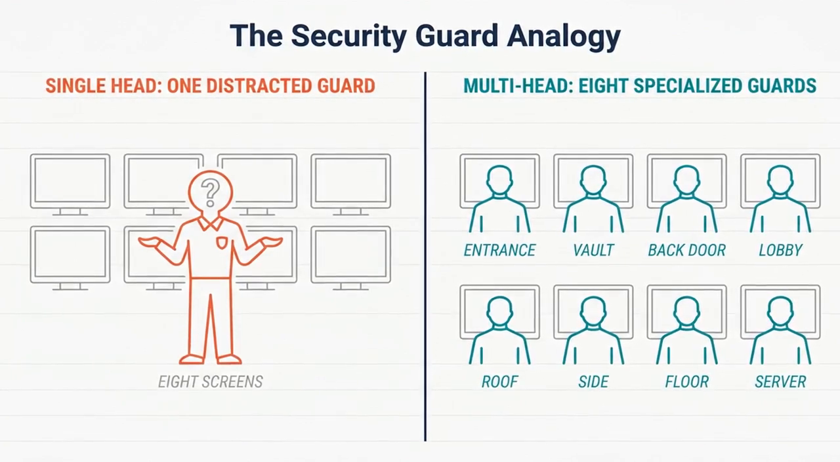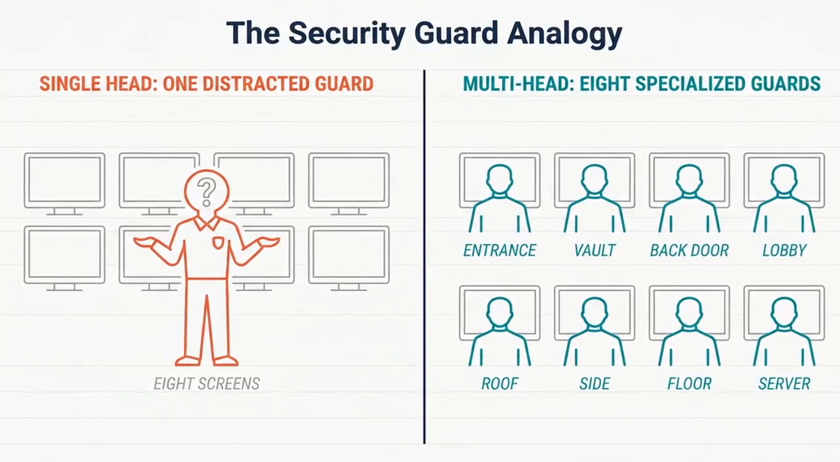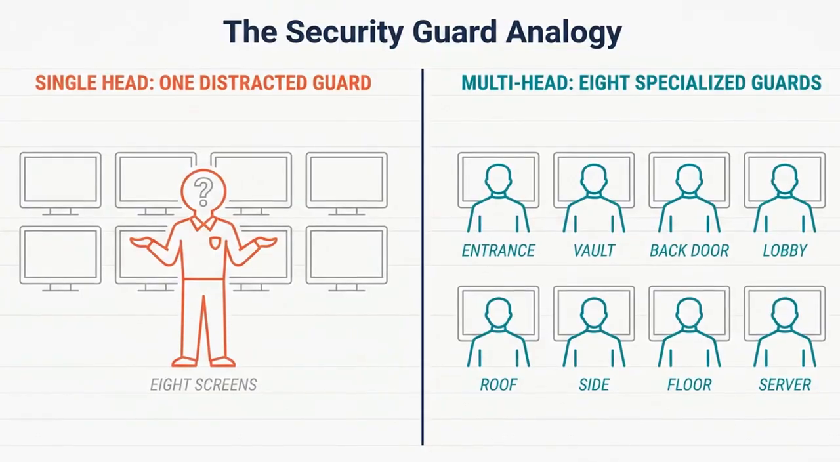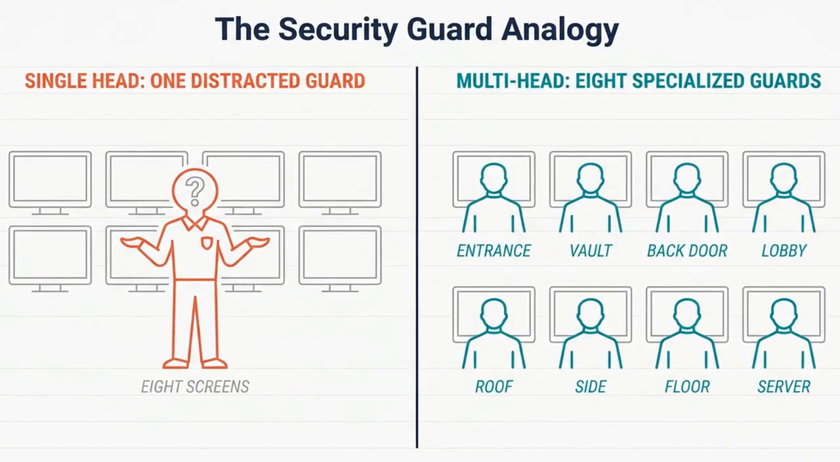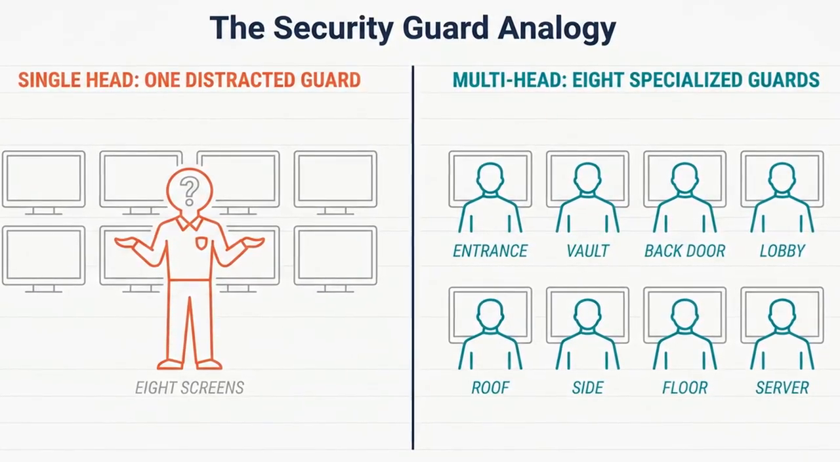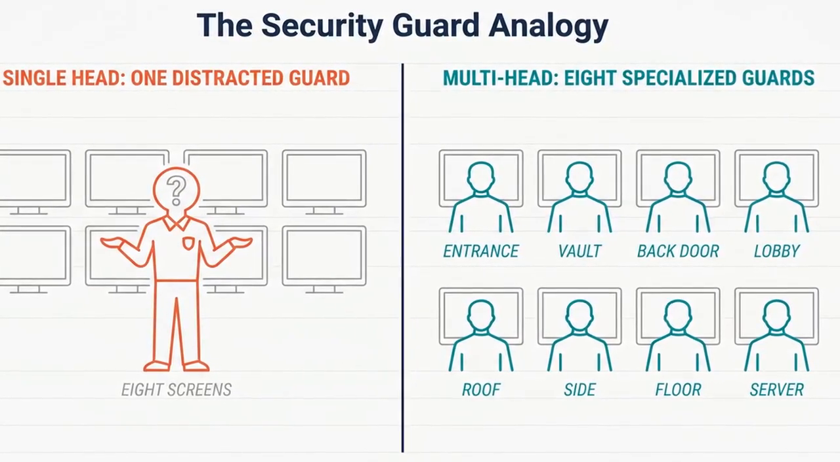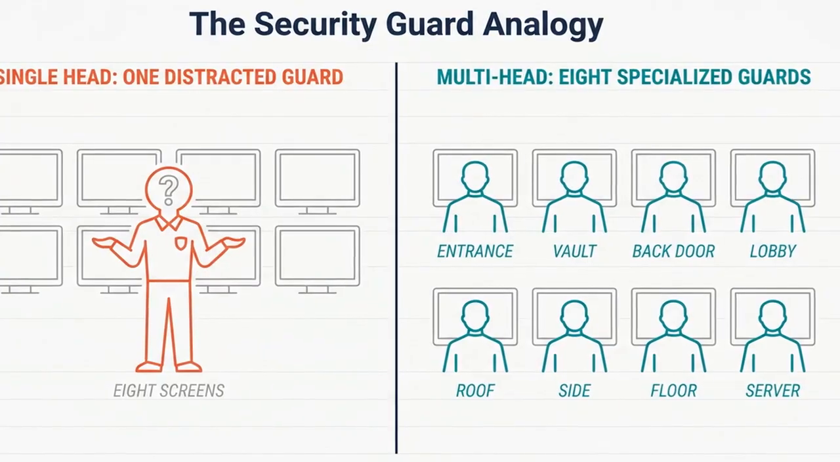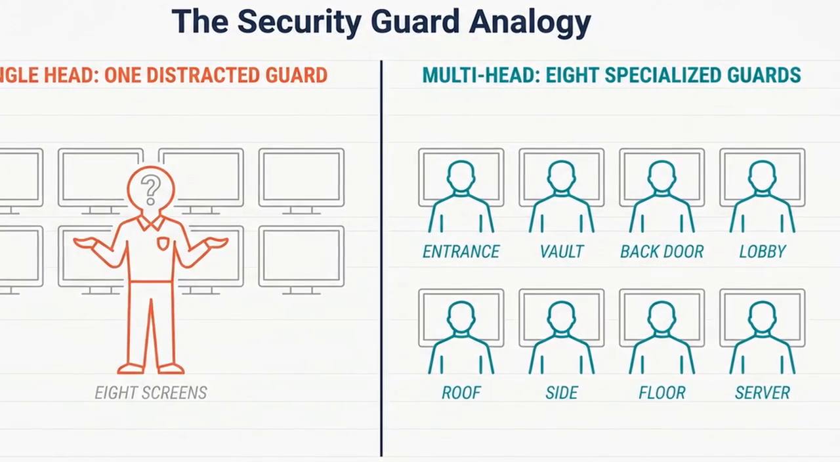If the guard tries to watch all 8 screens at once, they will inevitably miss crucial details on each screen. Their attention is divided and blurred. Multi-head attention is like hiring 8 specialized guards, each assigned to watch exactly one screen. One guard watches the entrance, another watches the vault, and a third watches the back door. They work in parallel, and no one has to compromise their focus.